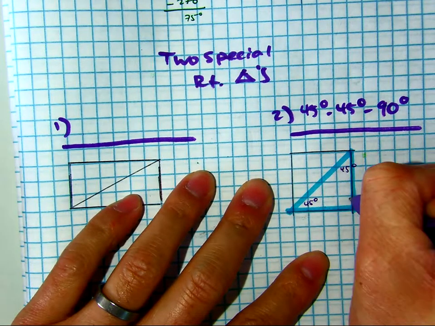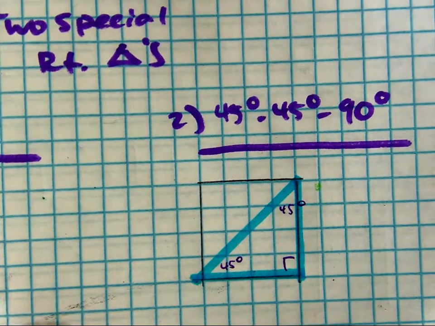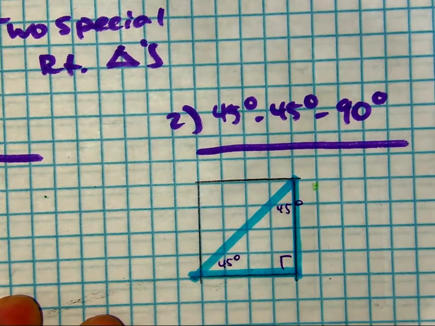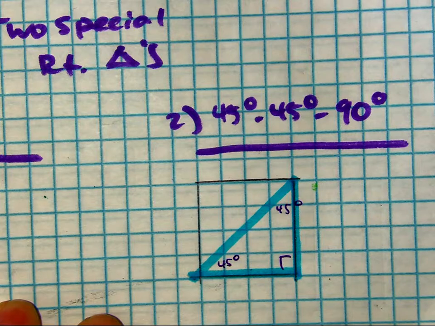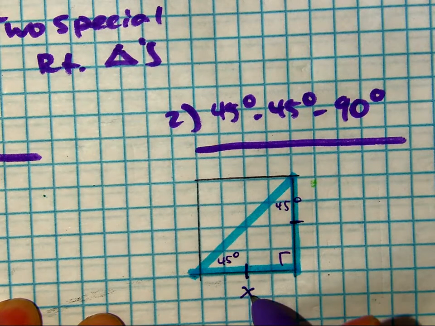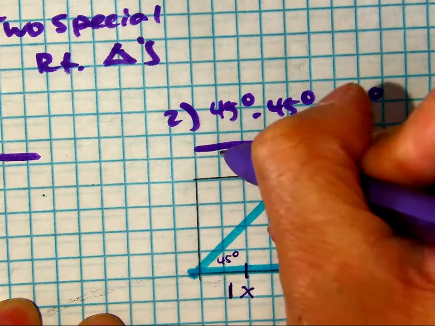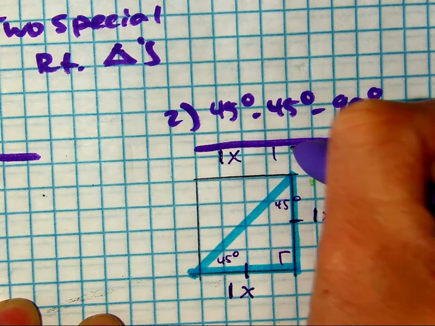Okay, what do you guys know about a square? All of the sides are equal. So this side is x. I'm going to call it 1x. This side is 1x. And then if you did Pythagorean theorem, you figure out that the next side is x radical 2.